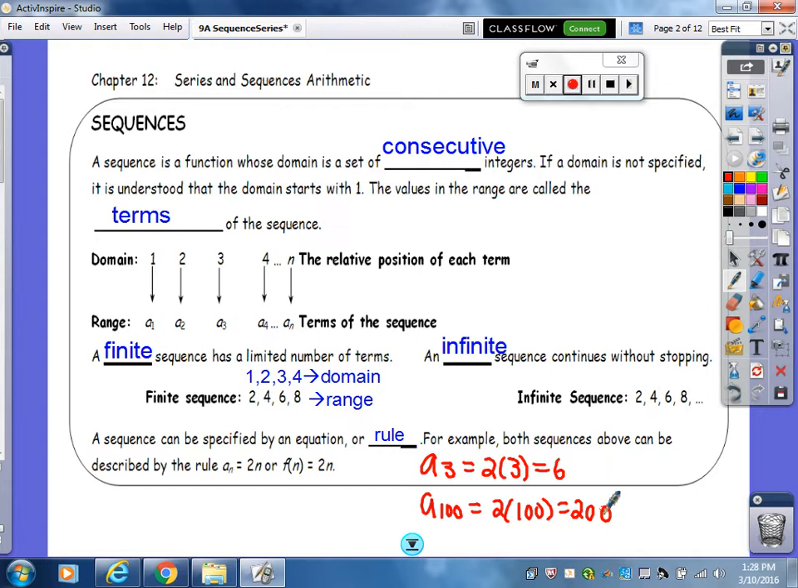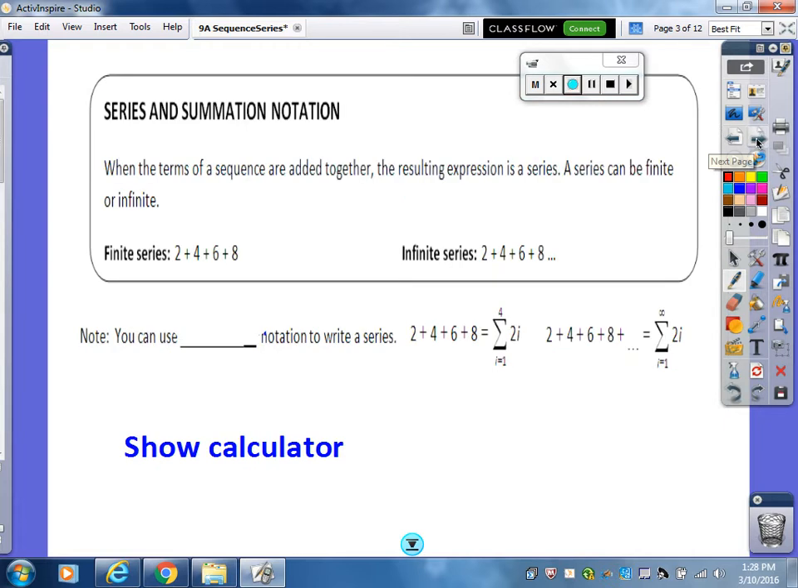Alright, so a sequence is a list of numbers. A series, on the other hand, is when the terms of a sequence are added together and the resulting expression is a series. A series can be infinite or finite. Here's an example of a finite one, and here's an example of an infinite one, but you're just adding them together. So when you list the numbers as a sequence and add them together, you get a resulting sum, and that is a series.